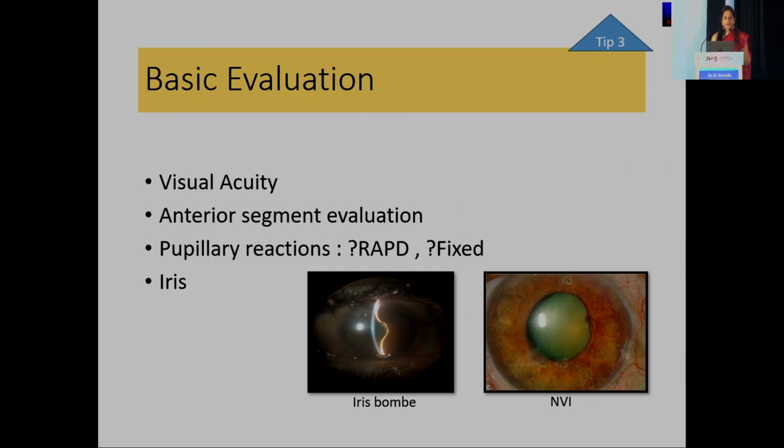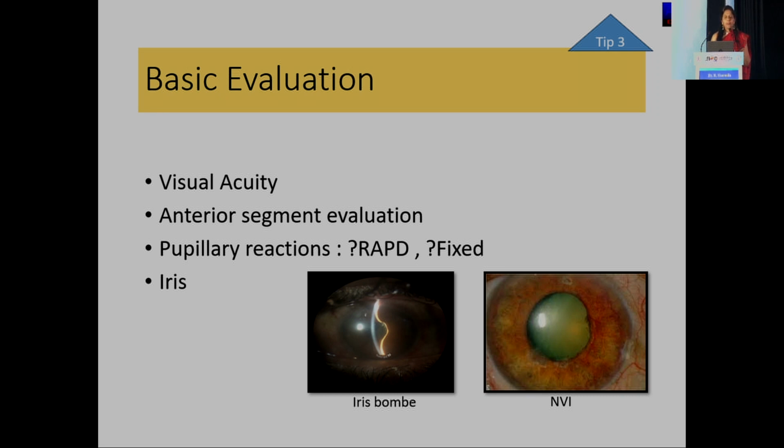So basic evaluation. Look at a complete comprehensive evaluation. So aim at that. Number one is best corrected visual acuity. Most often you get a good clue as to the diagnosis based on the visual acuity itself. There may be patients who were very good, 6/6 earlier, and they just come with sudden loss of vision. Sudden loss of vision could be a vitreous hemorrhage, or an ischemic optic neuropathy. So you have to understand that these are the two things that can commonly present with poor vision.